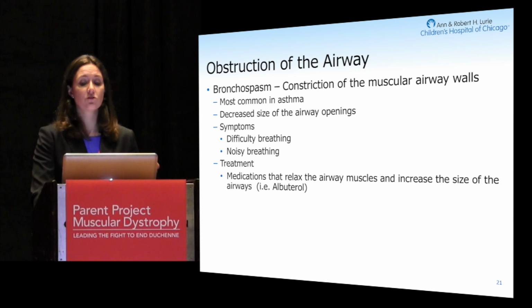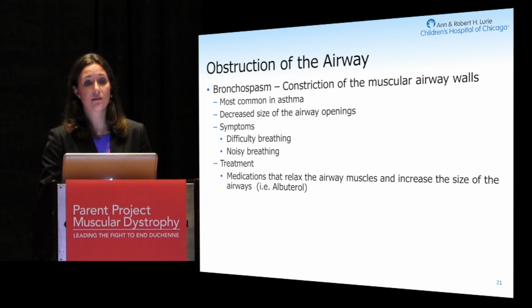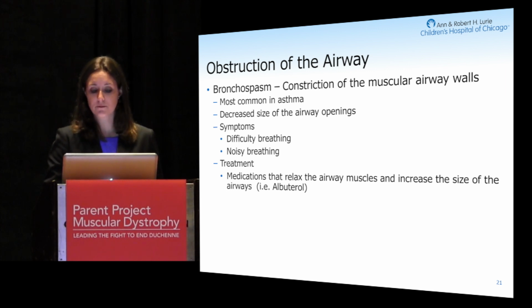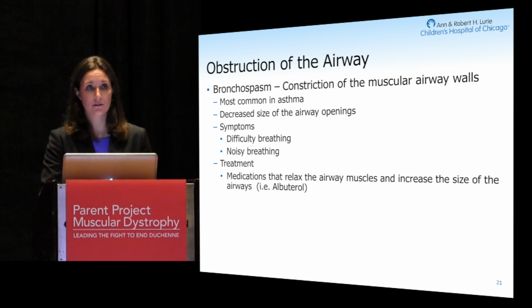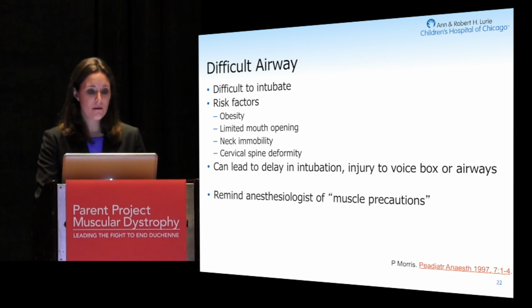Bronchospasm, I mentioned, again, that constriction of the airway walls, and it's constriction of the muscle in those walls. It's more common in asthma. You end up with a decreased size of your airway openings. You can have some difficulty breathing, noisy breathing, and there are medications that asthmatics use, something called albuterol is most common, that can relax the airway muscles. So don't forget about that. If you're sick with a cold and you also have some asthma and your providers have given you an inhaler, that's something else you can consider trying to use.